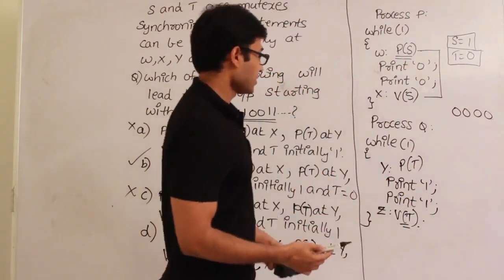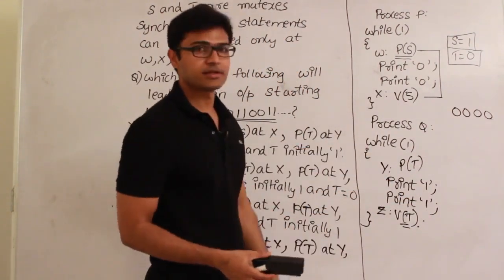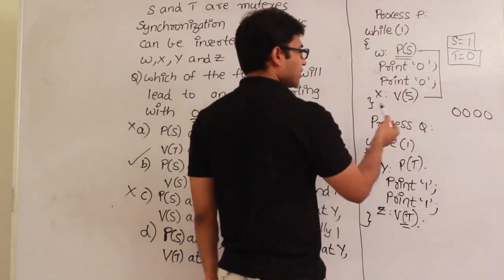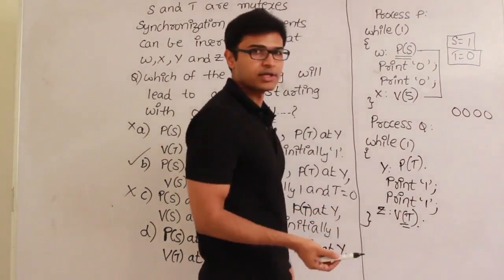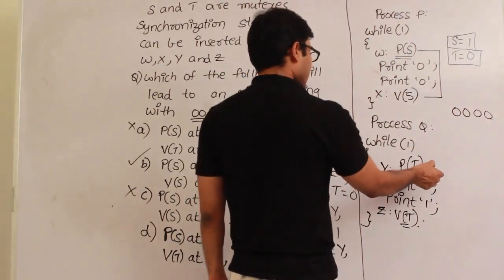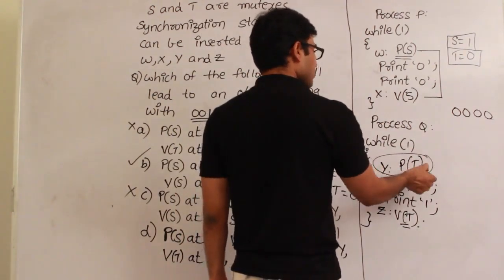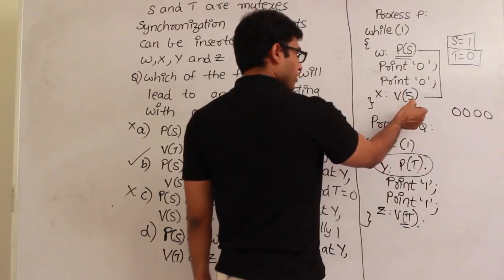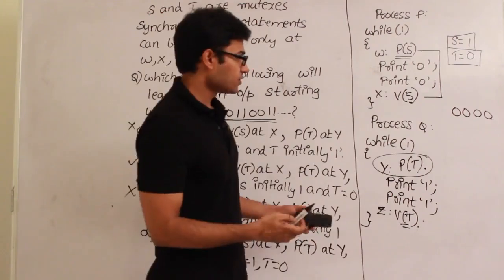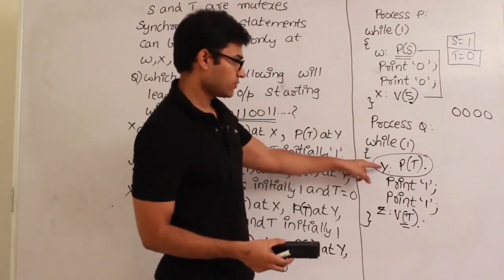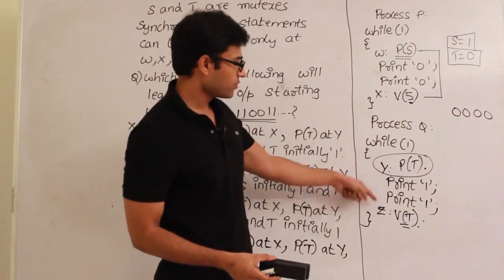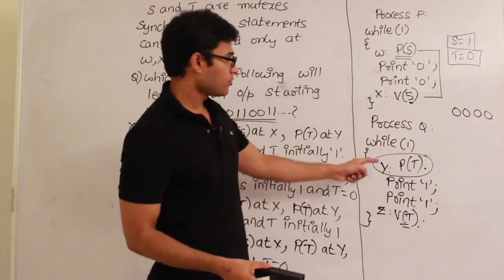And one more worse thing is that Q will never enter it. The reason is Q is waiting on T, and nowhere is anyone trying to do V on T. So any number of times Q tries to enter it, it will still get blocked. The reason is no one is actually trying to make it 1. See, if this would have been V of T, then there is a chance that Q might enter this. But since there is no one who can make this 1, only Q is trying to make this 1, but in order to go here you should first enter it, right? And you are even blocked here.